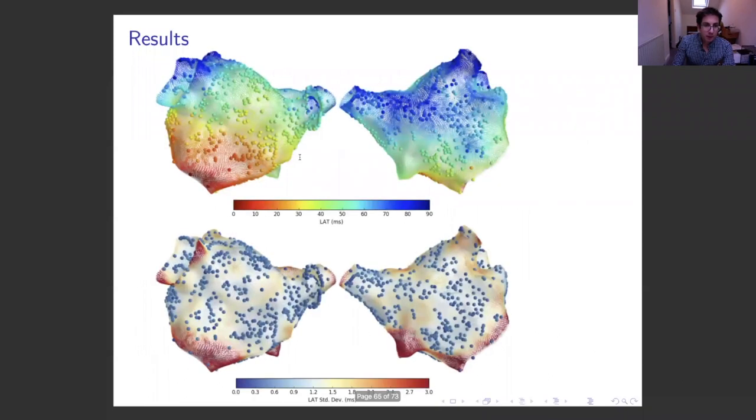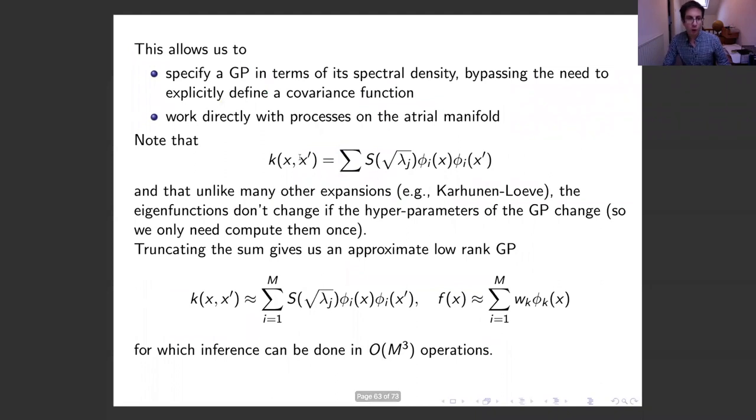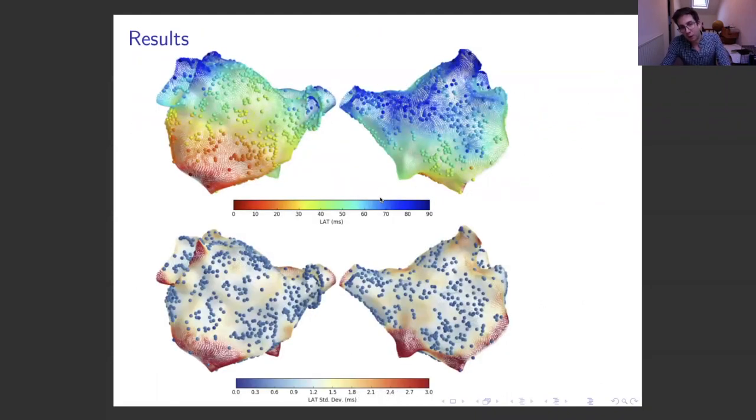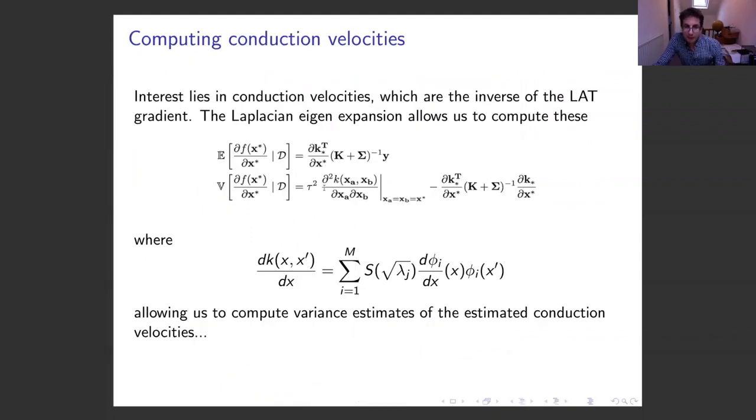Okay, sorry, I got a bit lost there, didn't I? So I said before that what we observe are the local activation times, the time the wave spreads over the surface, but what we care about is the gradient of this surface, the velocity of it, if you like. So the nice thing about this Laplacian expansion again, is that it allows us to explicitly work out the gradient of our function, and it allows us to work out the distribution of the gradient as well. So we have a Gaussian process on a complex surface, and it's a Gaussian process where we can work out the gradient.